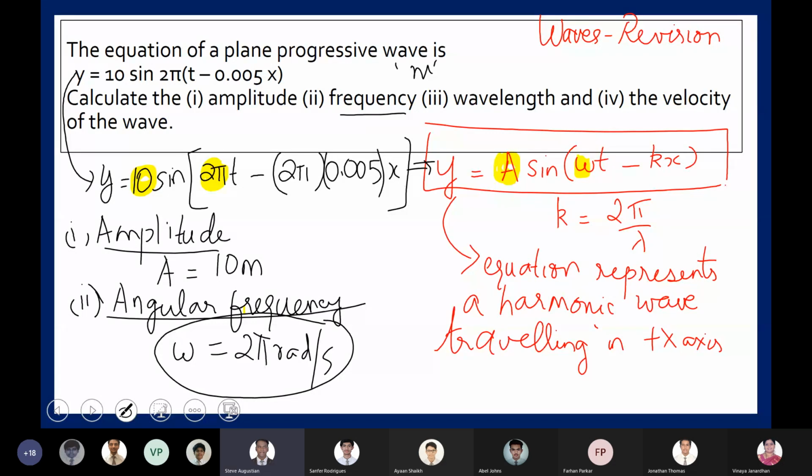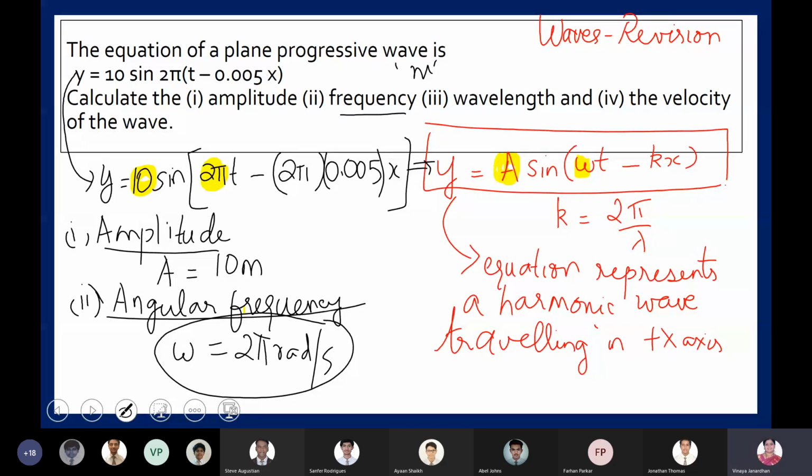Ma'am, in case these values come in centimeters, do we need to convert? No, no, you write as per it. All right, ma'am, radians per centimeter, that's it. Okay, so angular frequency is over. Now I have to find linear frequency. Boys, have you copied?